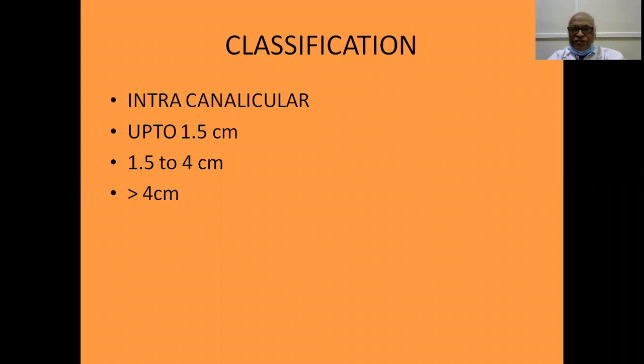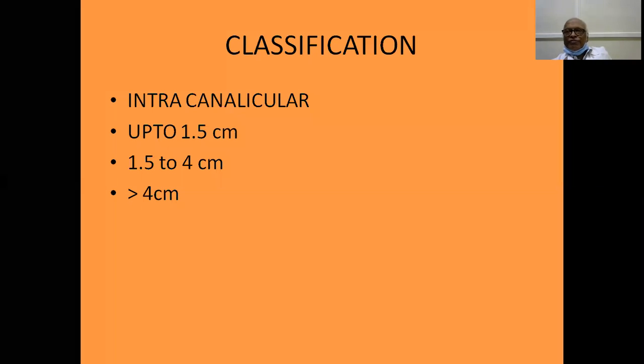So the classification is, the earliest tumors are intracanalicular tumors, whereas a tumor up to 1.5 centimeters is a small tumor, a tumor between 1.5 to 4 centimeters is a medium-sized tumor, whereas a tumor beyond 4 centimeters is a large tumor.